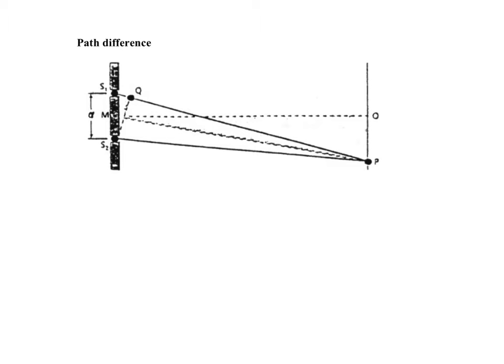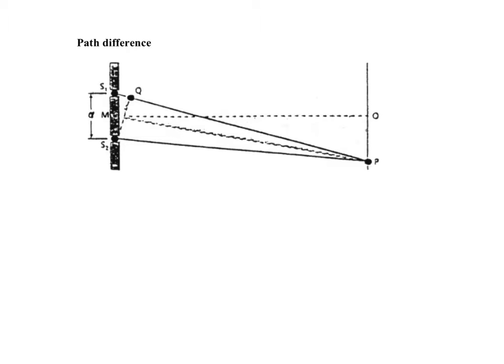Now sometimes people wonder what causes the waves to form constructive or destructive interference, right? One of the factors that can determine whether the waves will form constructive or destructive interference is what we call path difference. So what is path difference? Path difference is the extra distance that one wave has to travel compared to the other wave.